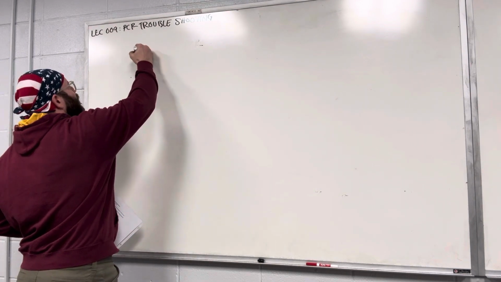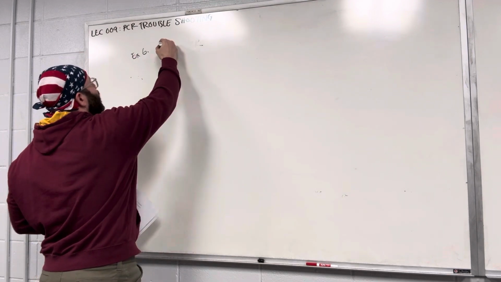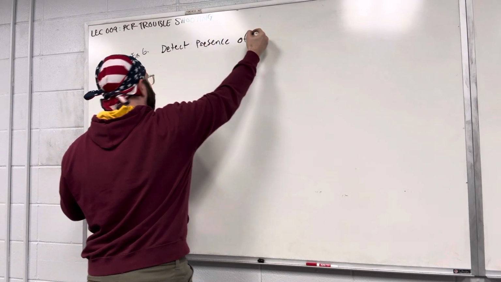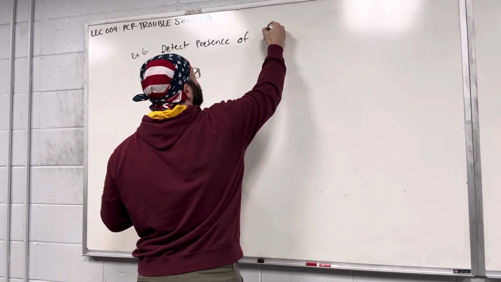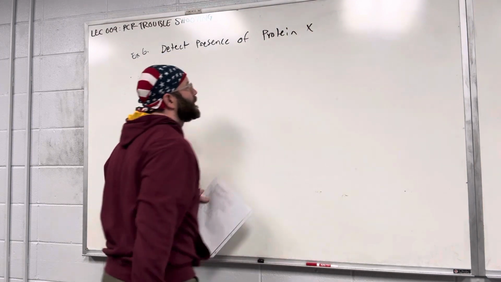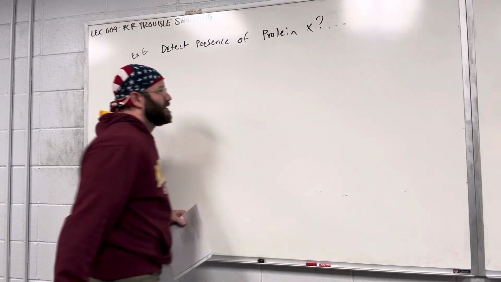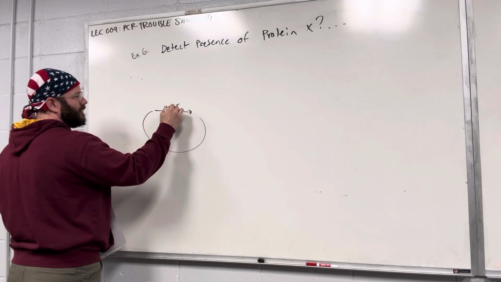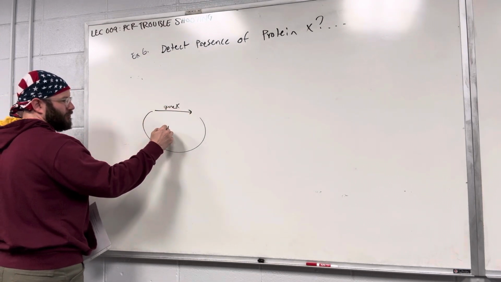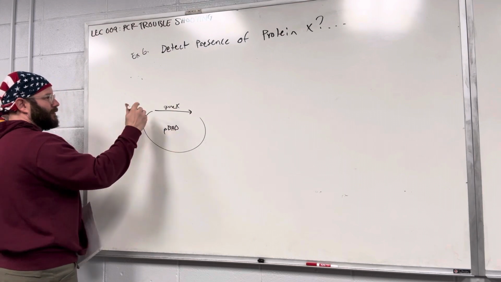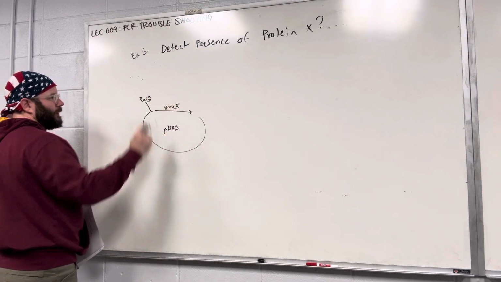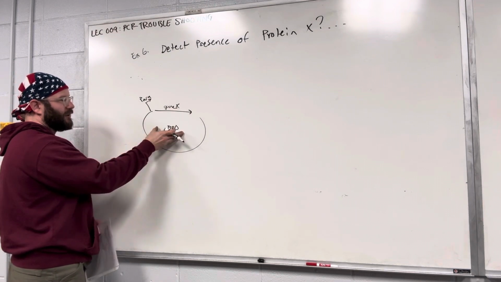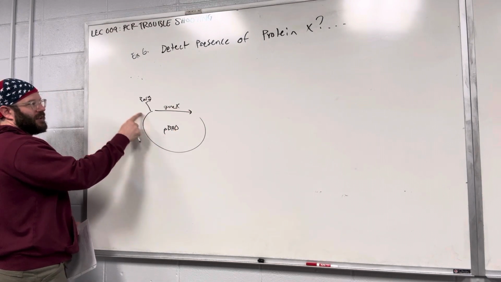Okay, so let's do example problem 6. Detect the presence of protein X. Okay, so here's the experimental conundrum. Say we clone gene X into a PBAD plasmid, which is an arabinose promoter. Okay, if we did this, what's essentially the goal of putting gene X in this plasmid in particular?